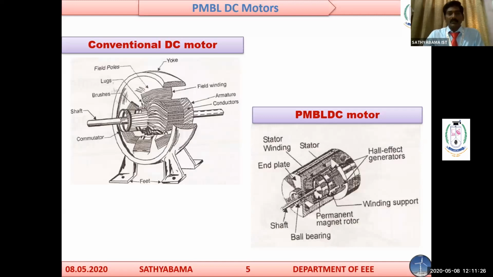This diagram shows the conventional DC motor, the cross-sectional view, and the PMBL DC motor. As we know well, conventional DC motor consists of commutator, brushes, field coil, and armature windings. Whereas PMBL DC motor has electronic switches, that is, permanent magnet in the rotor, and stator windings and ball bearings, shaft, all these. A Hall effect sensor is also attached to the rotor.